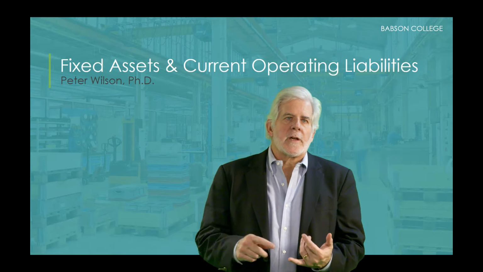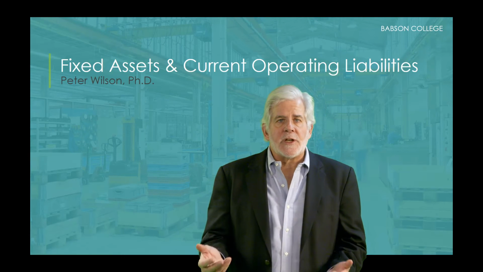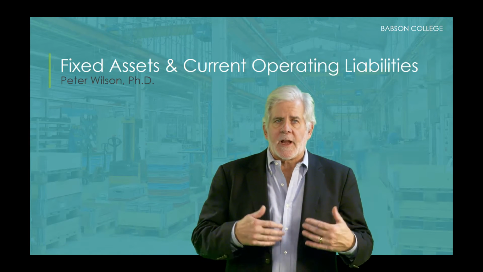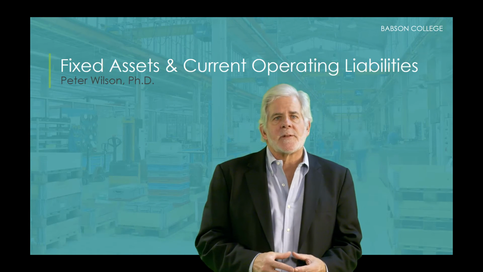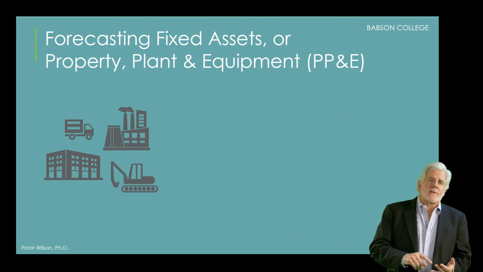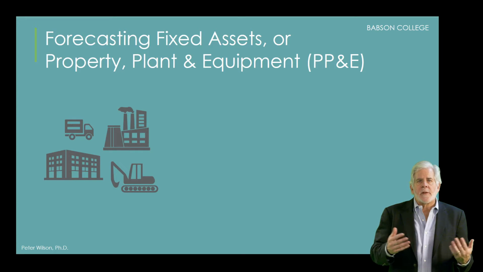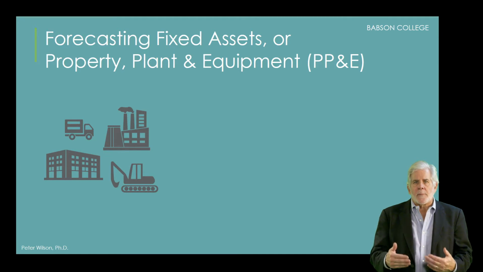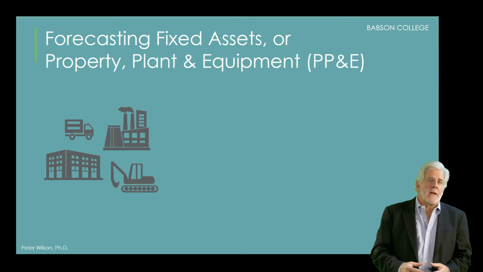In this segment, we'll look at forecasting fixed assets and depreciation, and then continue with current operating liabilities such as accounts payable and accrued expenses. Fixed assets include things like buildings, equipment, and machinery that are used by the company over many years. These assets are often referred to as property, plant, and equipment, or PP&E.